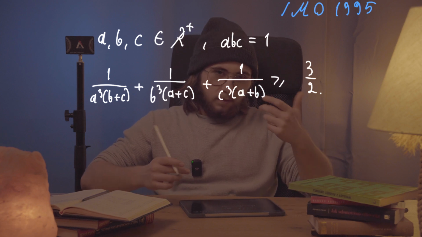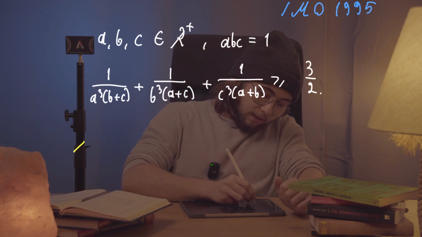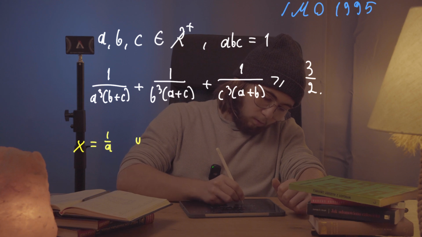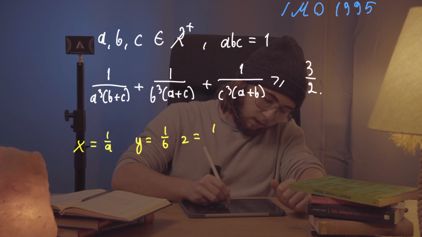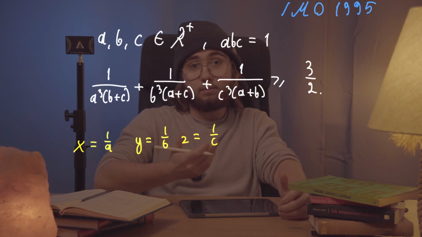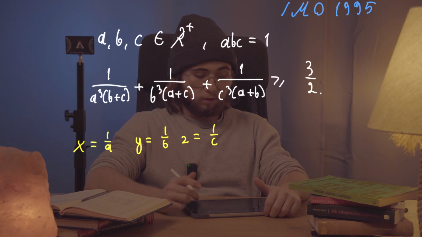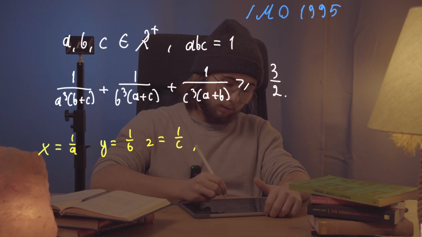For example, let's say that we take 3 variables, x, which is equal to 1 over a, y, which is equal to 1 over b, and z, which is equal to 1 over c. There's no problem in doing that, as a, b, and c are just positive real numbers. x, y, and z are also positive real numbers, so we're not leaving the set we're trying to prove this statement on.